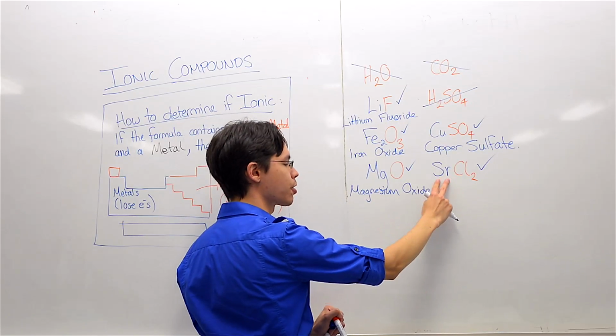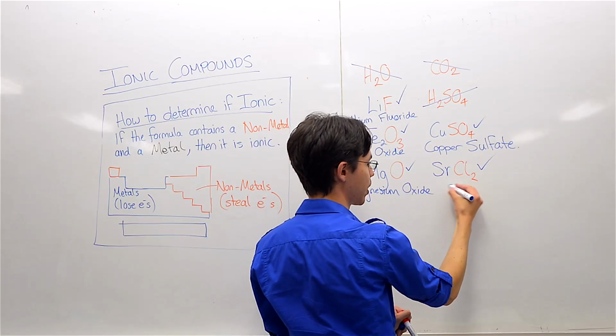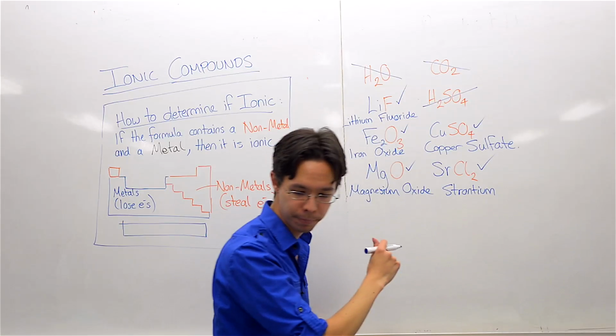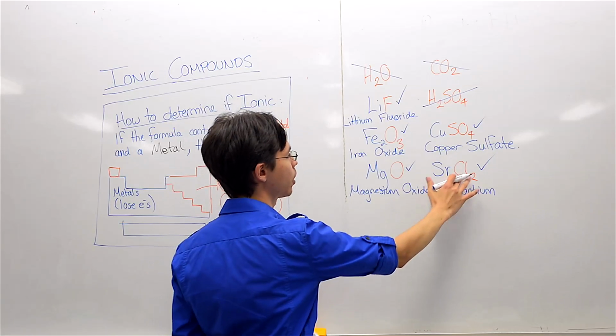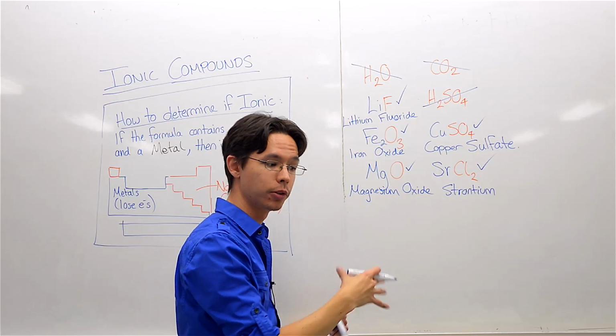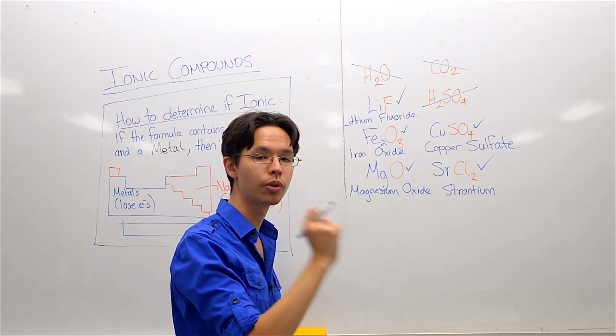Okay, this one here, strontium. Strontium is a metal, it stays the same. So as we go, strontium. And we've got chlorine. Chlorine is a non-metal. We've got to change the ending of its name to chloride.